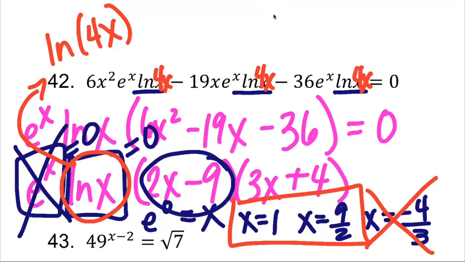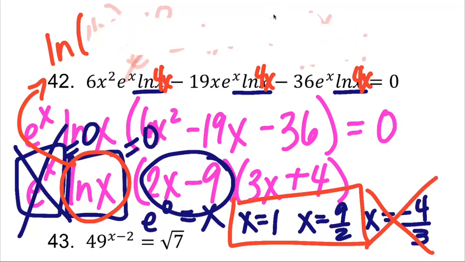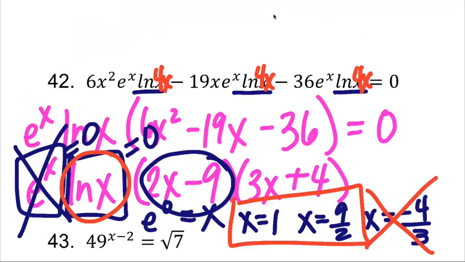So if I'm setting natural log of 4x equal to 0, I'm going to treat it the same way. Let's say e to the 0 equals 4x. This would cancel to become 1 equals 4x. So x would be 1/4. So I would write that down and maybe look it over before. That would be an example if it were something else inside the natural log.